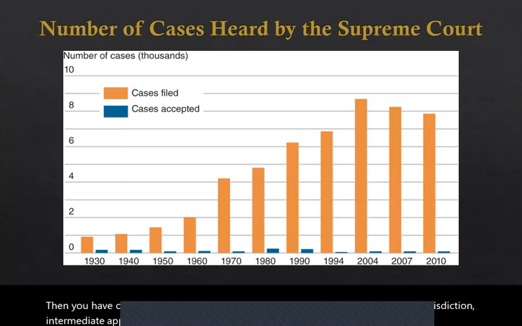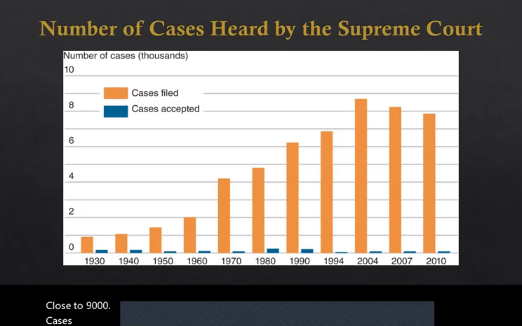Now, this is what I was talking about when I was talking about cases, in terms of how many cases the people that have some kind of dispute going on want the Supreme Court to weigh in on versus how many cases the Supreme Court will actually hear, right? So the orange lines are the cases that are filed, right? You'll notice that in 2004-ish, we're talking close to 9,000 cases, right?